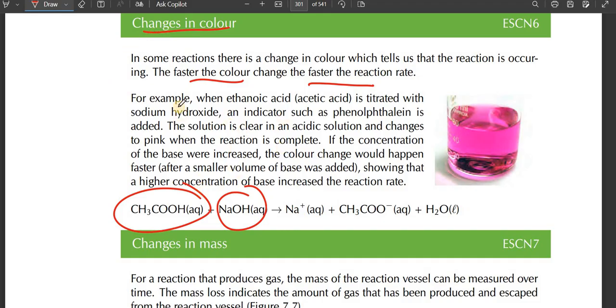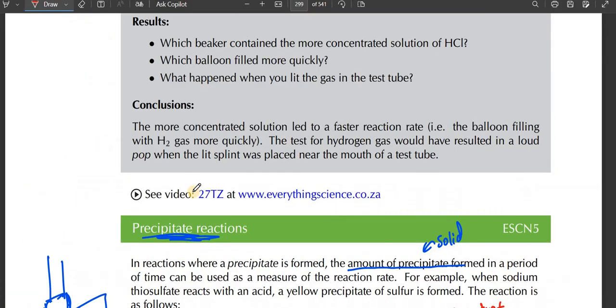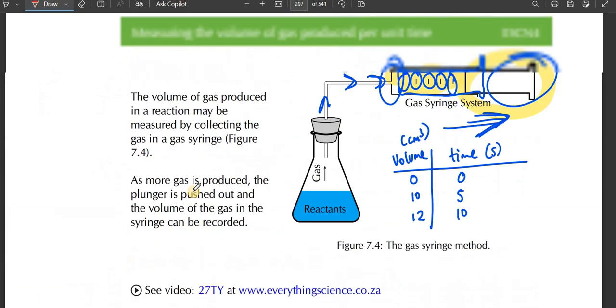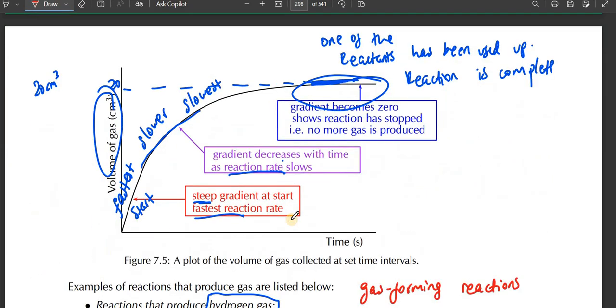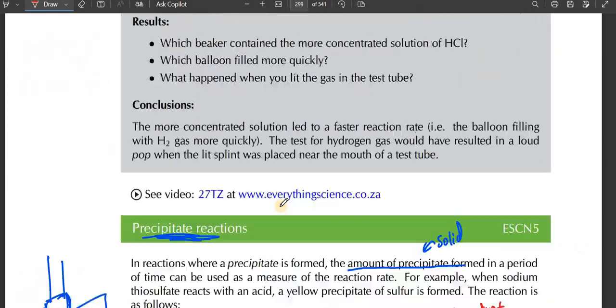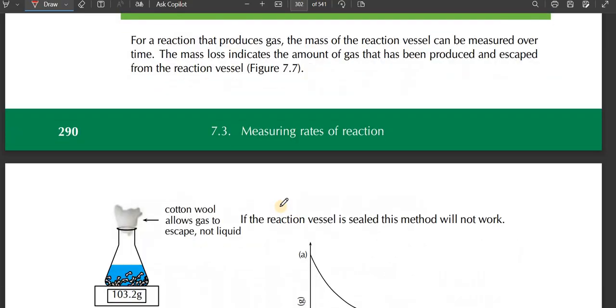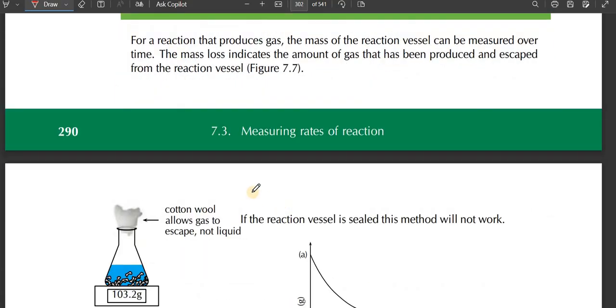Okay, but for this one, we hardly see graphs. The ones that are important in terms of graphs, I think I mentioned, are the ones whereby you are collecting the gas. These gas-forming reactions are quite important in terms of their graphs. But usually for the precipitate and for this color change, we don't really get a lot of graphs.